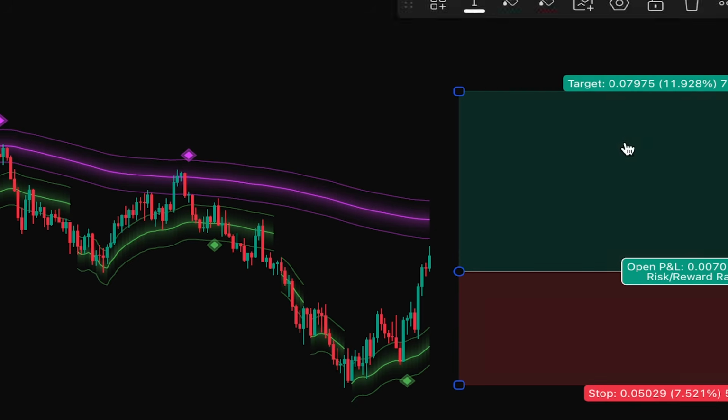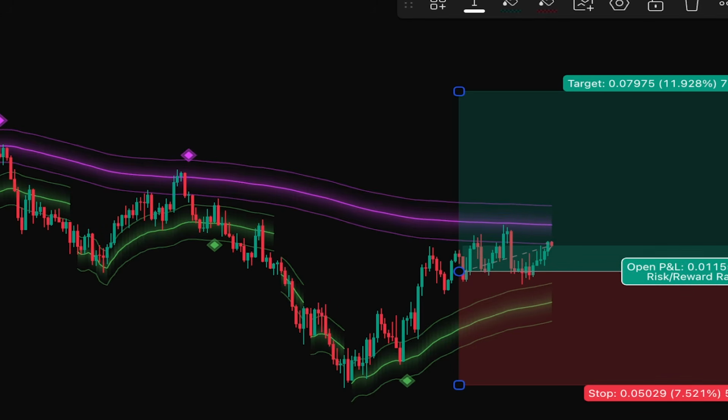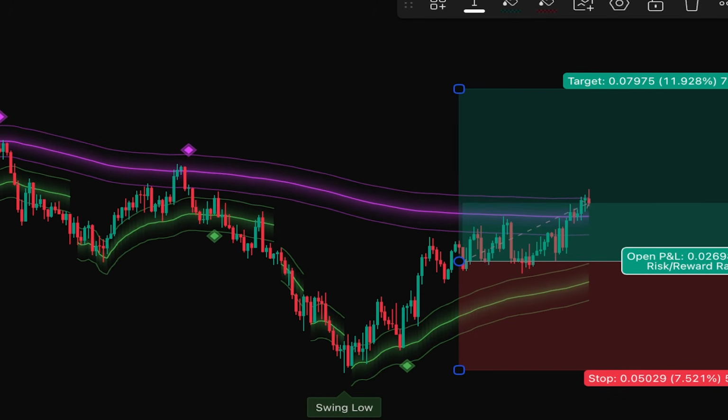Stop loss. Place it just below the most recent swing low or the lower envelope to give some breathing room. Take profit. Target the upper swing band as your first exit, or the next resistance level. Pro tip: these are reaction-based signals, so they're great for pullbacks in trends rather than pure breakouts.